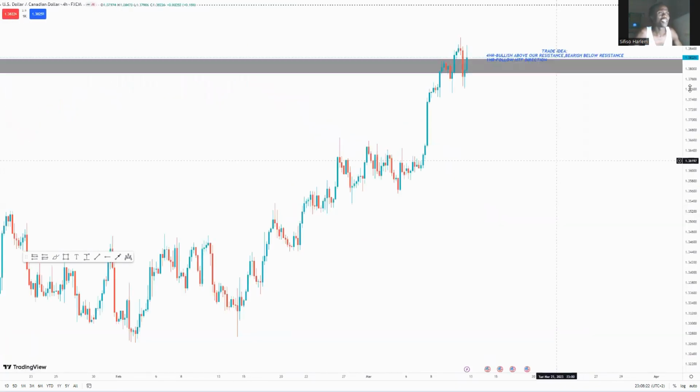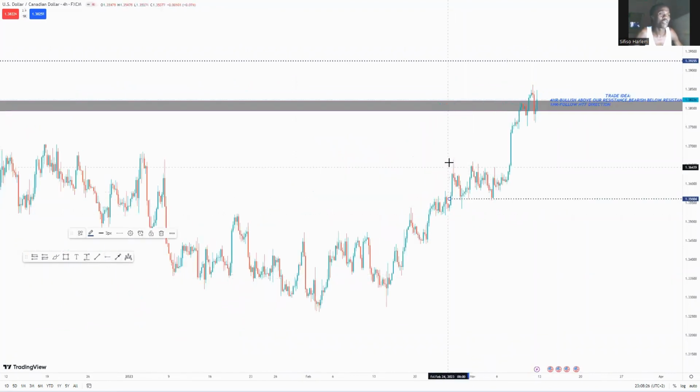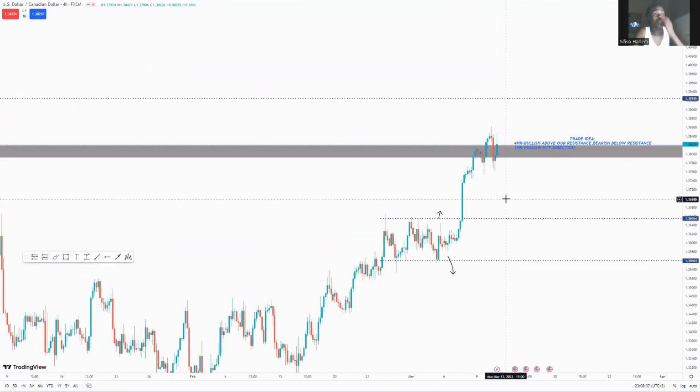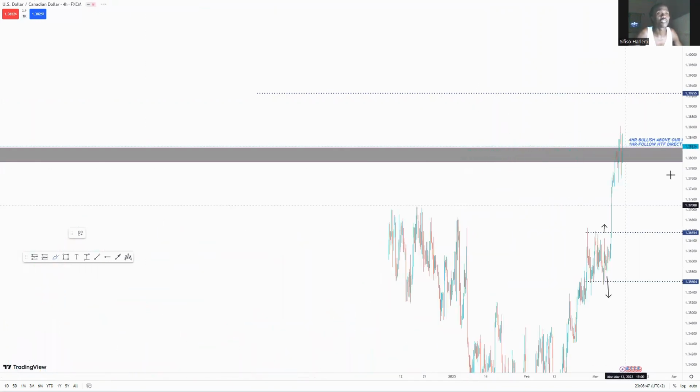So looking at USD CAD, we did say that price was in a sideways movement. We were simply looking for a bearish or bullish breakout. Unfortunately, price broke out bullish, right? So now, looking at this zone, my trade idea is bullish above resistance and bearish below resistance.